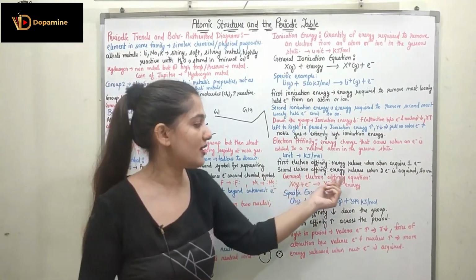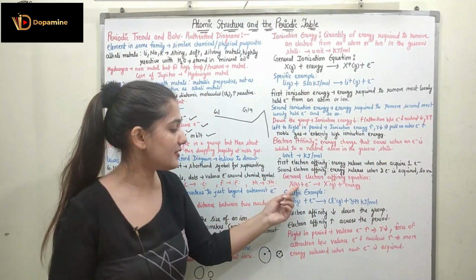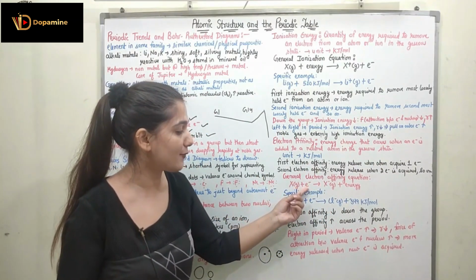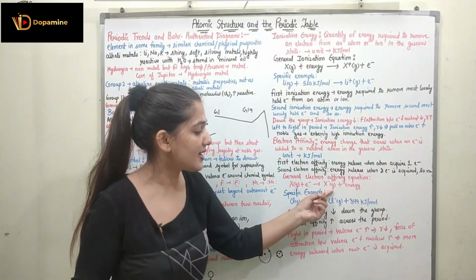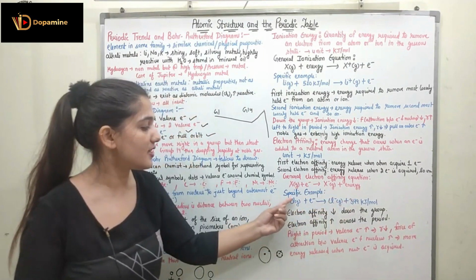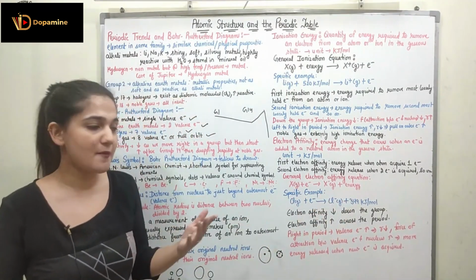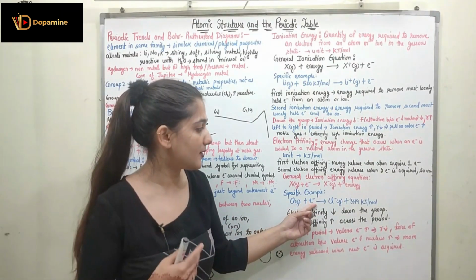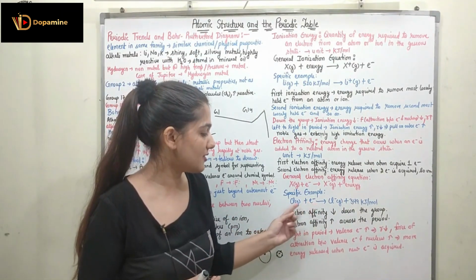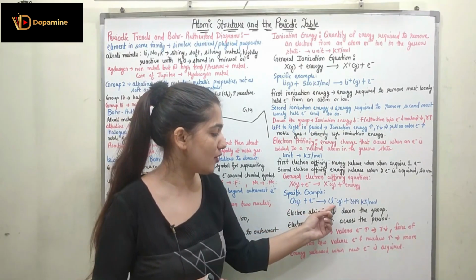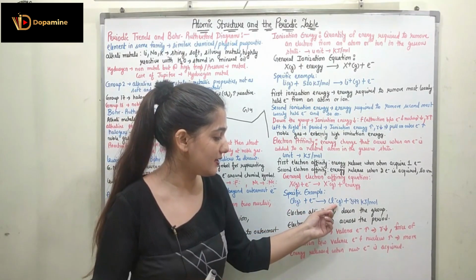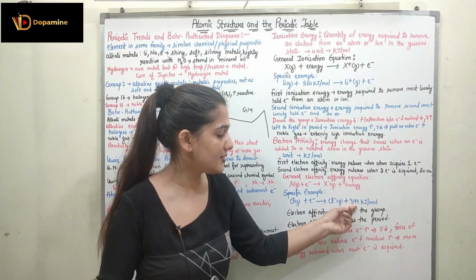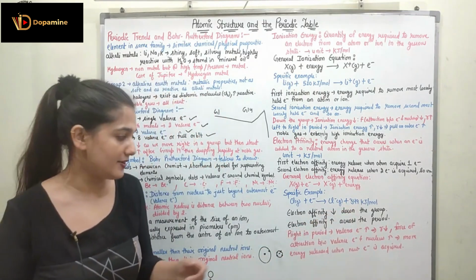The general electron affinity equation would be X in gaseous form plus an electron. It is acquiring the electron to form the X negative ion, and energy is released. We can take a specific example as well, like chlorine in the gaseous form taking the electron, the electron is acquired by the chlorine in the gaseous form to form the negative chloride ion, and here we are releasing 349 kilojoule per mole of energy.